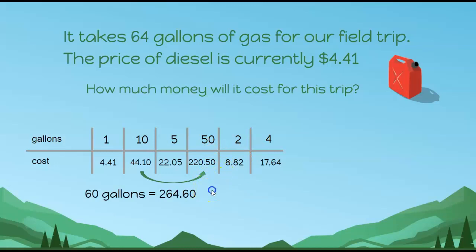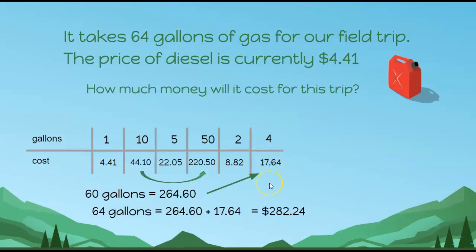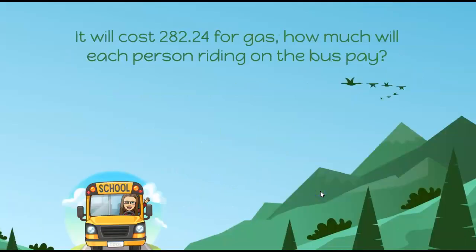And then we're going to take this and add it to our 4 groups because we needed to get to 64. And we ended up with $282.24. Seems like a lot, right? But there are 40 of us. So if there's 40 of us and it costs $282.24, what could we do to figure out how much each person's going to pay?